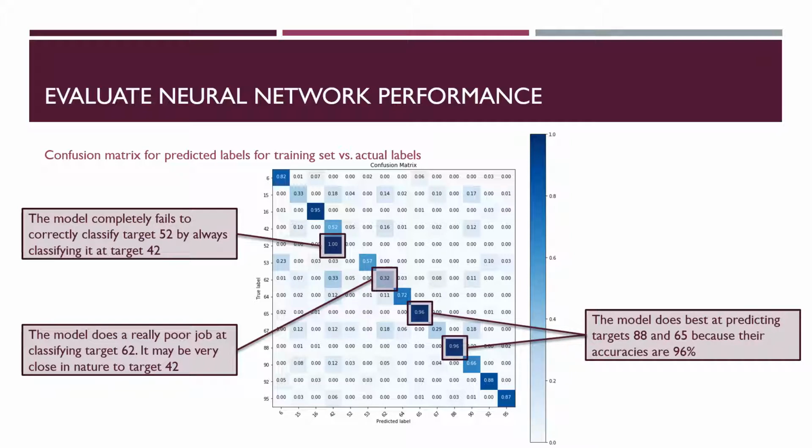For targets 88 and 65, the model did a pretty good job, predicting them with 96% accuracy. Targets 62 and 42 had much worse accuracies and were only correct about a third of the time, and the model did a terrible job at predicting target 52 by classifying it as target 42 every single time.